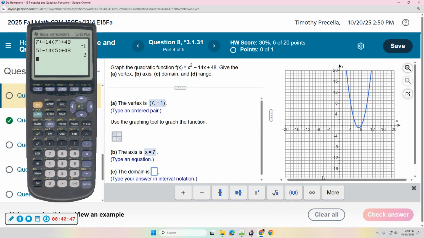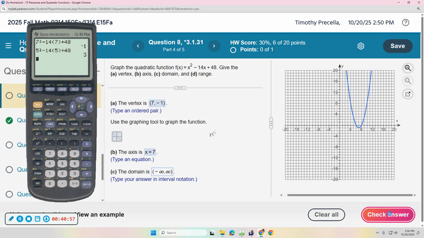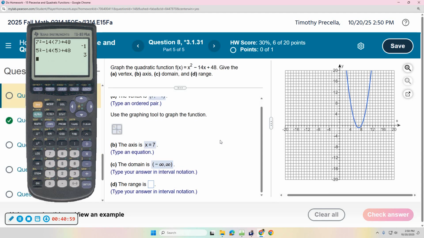Wait, we haven't done the range yet. For the domain, I know I need to type negative infinity, comma, infinity, close parentheses. Check your answer. Okay, now let's switch.